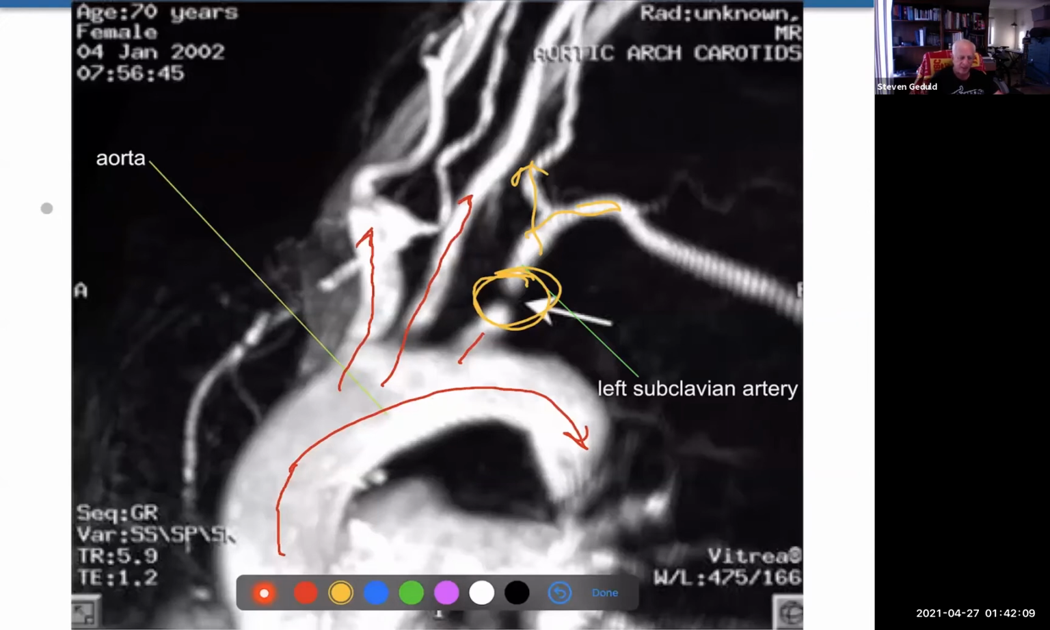All right, everybody can see that blockage, right? Yes. Okay. So that's why whenever they complain of left arm pain, you know, that's one of the things. Yep. Bingo. All right.